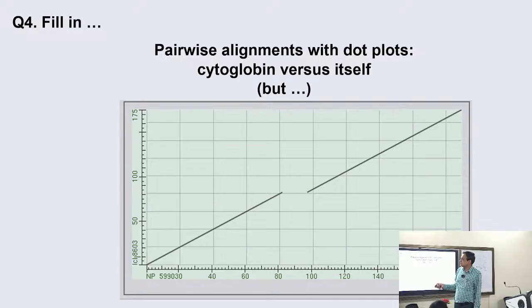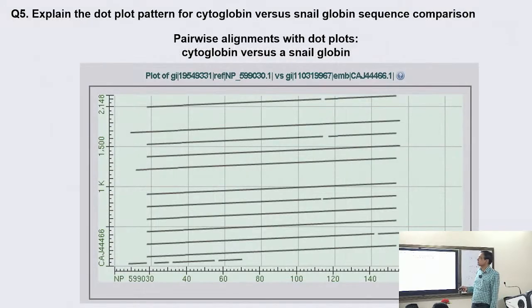So you can see this horizontal line here. Even though it is not shown here, a horizontal line indicates a region of deletion in one of the sequences, and that sequence is on the y-axis. Cytoglobin on the y-axis has a deletion of 15 residues. Okay, next. We are doing fast.